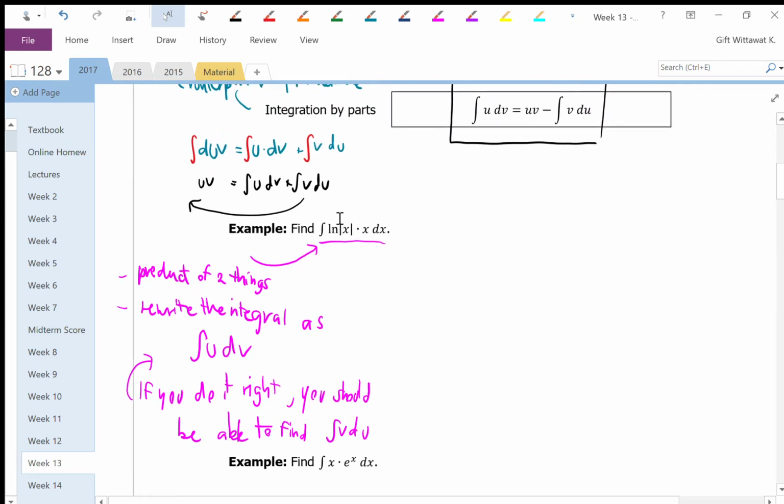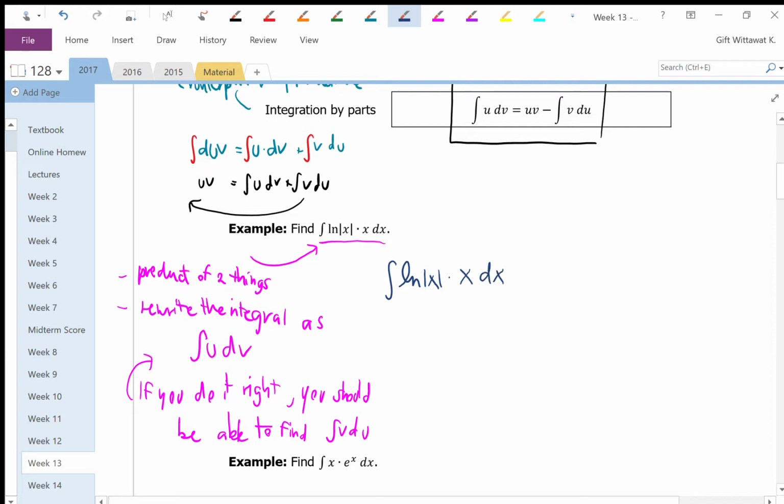You see two things being multiplied, you identify them as a u and as a v. And hopefully, when you use the integration by parts formula, you get an easier integral to deal with. So let's see. I have here the integral of log of x times x dx.